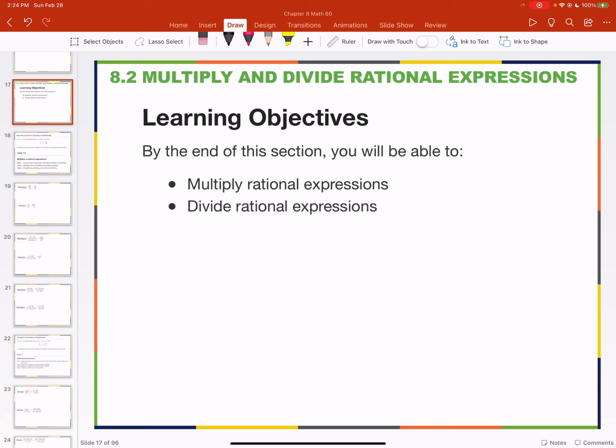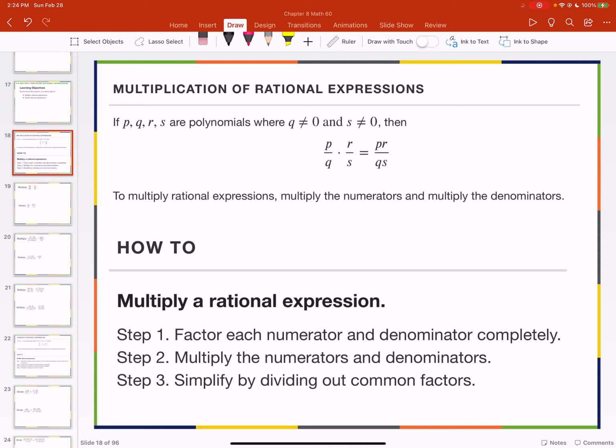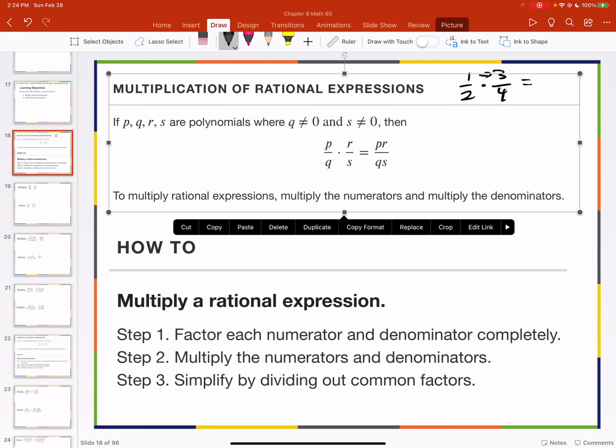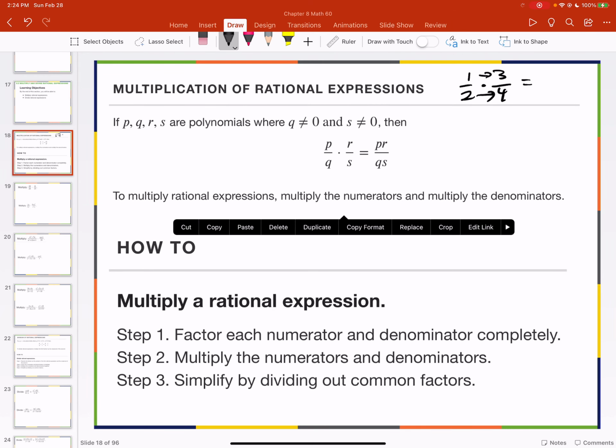Hello, welcome to section 8.2, which deals with multiplying and dividing rational expressions. So in order to get into this, first let's recall multiplication. If you multiply, it's just like how you would multiply fractions, right? So let's say, for instance, you have 1/2 times 3/4. Well, you just multiply straight across. So that would be 3/8, right?